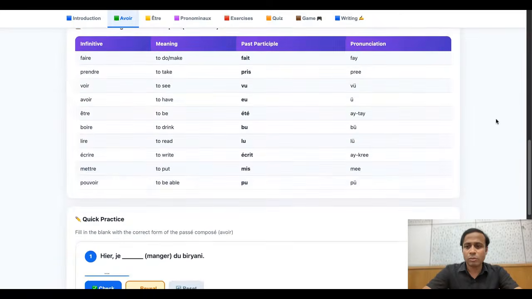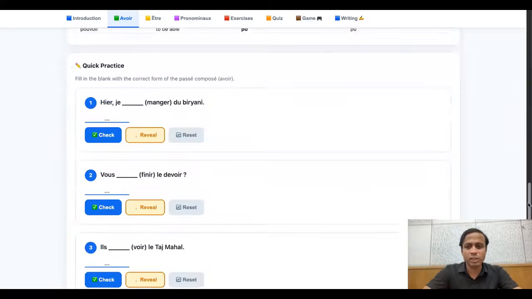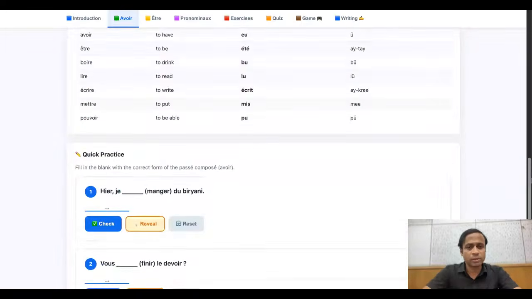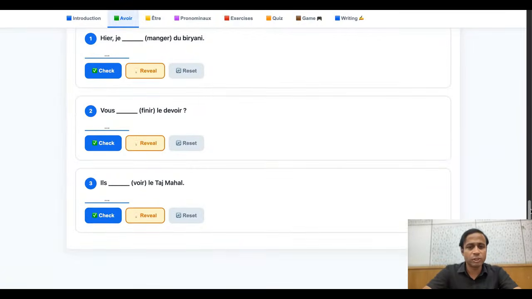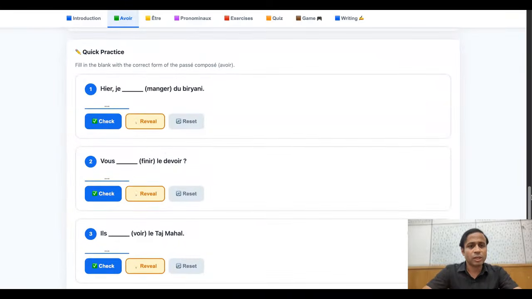Now we can make some sentences using these verbs. There are a few sentences which you can see on your screen. I think this is visible. So you read the instruction: fill in the blank with the correct form of passé composé. Here you have to use only avoir. We will be doing different types of exercises, so first of all, we are working on avoir.